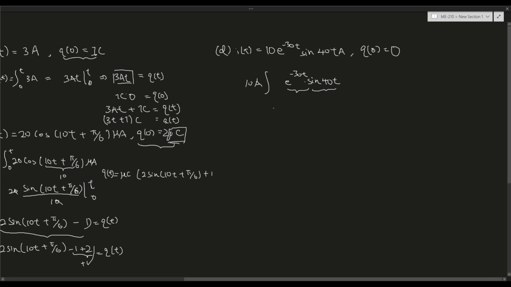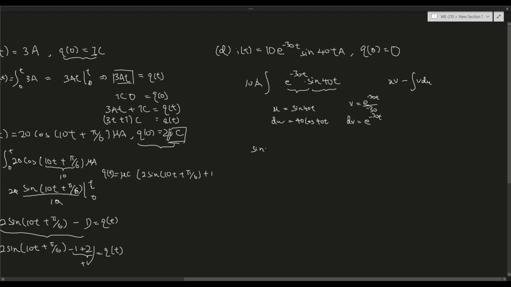So, integration by parts. u, du, and what do we pick for u? We pick sine of 40t. So du is 40 cosine 40t. And what do we pick for dv? dv is e to the power of negative 30t, so v is e to the power of negative 30t over negative 30. And then what is the formula for integration by parts? u times v minus the integral of v du, right? This is the form. So we just plug everything in now.